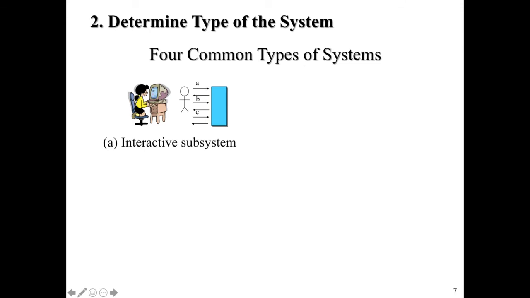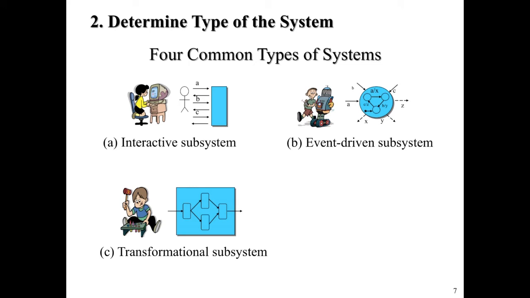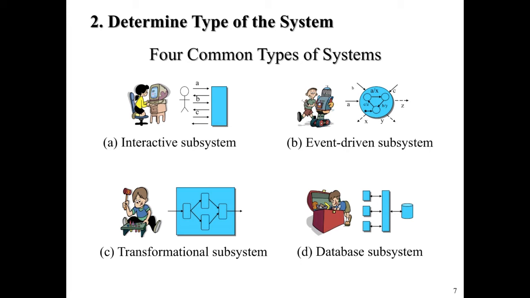First, interactive system. Number 2, event-driven system. Number 3, transformational system. And number 4, database-oriented systems. We are going to see their description and explanation in the next coming slides. But here, the pictures also tell you some part of the story. Let's see that in our next slides.